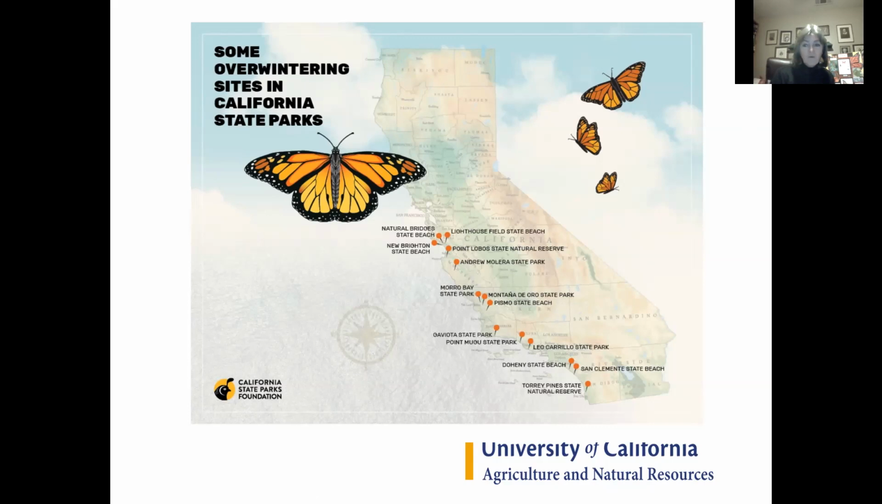They often do go back to the same sites year after year. The butterflies just know where they are. Their parents didn't teach them. It's an instinctive thing that I don't think scientists really understand, but they often do return to the same sites year after year.